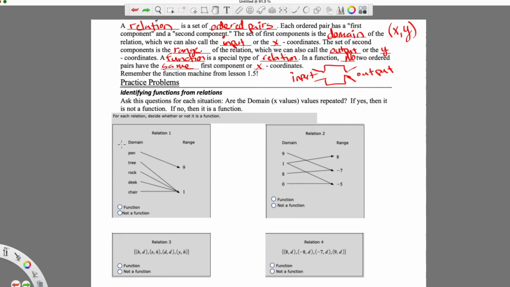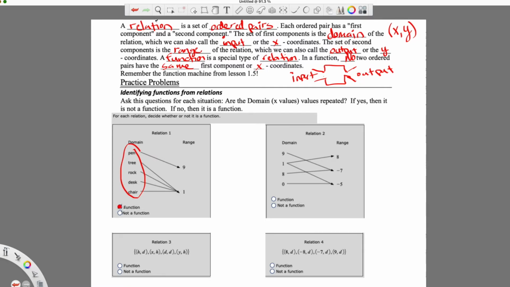So when we look down here, we're going to ask the question for each situation, are the domain, which is the x values, being repeated? If yes, then it is not a function. If no, then it is a function. So that's literally the only question we need to ask in this situation. Are the x values being repeated? So here we see the domain. So I'm going to focus over here. I have pen, tree, rock, desk, chair. Nothing is being repeated in the domain. So this is a function.